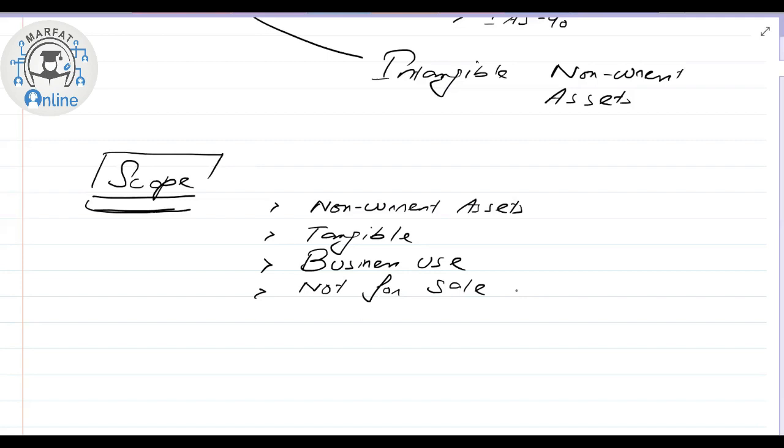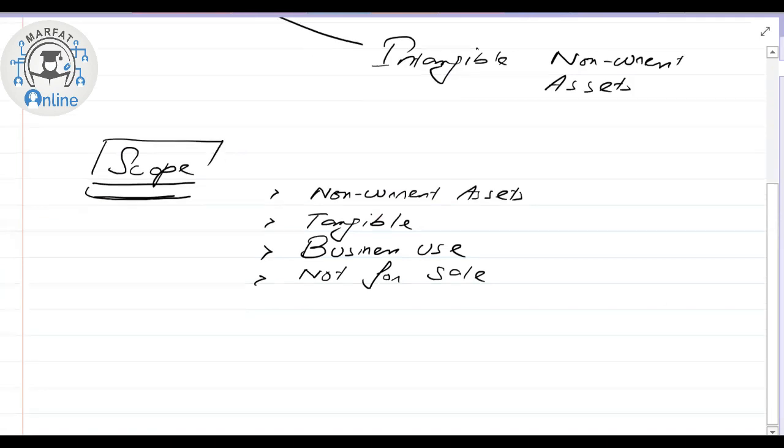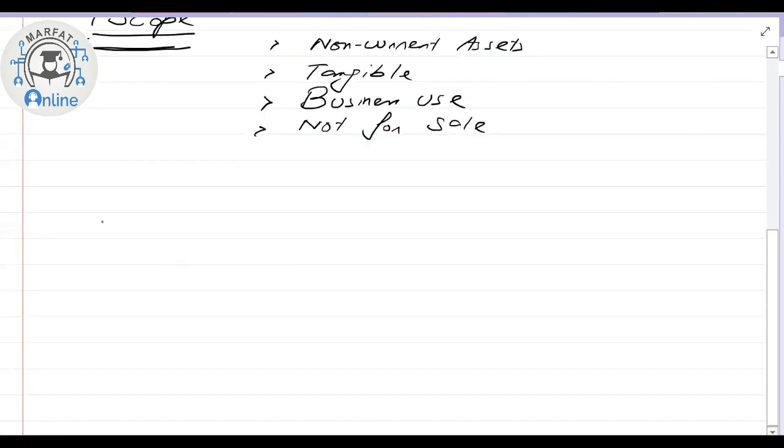So non-current assets, and these should be the tangible non-current assets and should be the assets for the business use, and these should not be for sale. Okay, and we should not sell it in the ordinary course of business. If this is the thing, that means the criteria of IAS 16 is met. Now this scope means that these assets will come under the IAS 16.